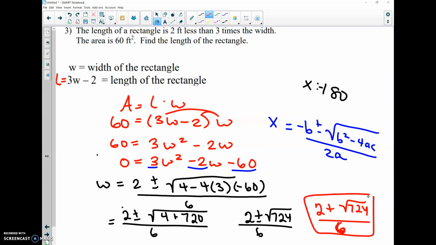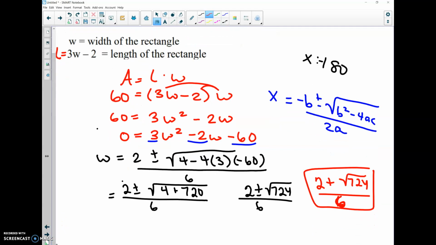So the length of the rectangle, you'd multiply that out. In this instance, it's such a crazy number. We're multiplying W by 3 and then subtracting 2, since 3W minus 2 is your length. So 3 times 2 plus that square root, minus 2. Yuck.